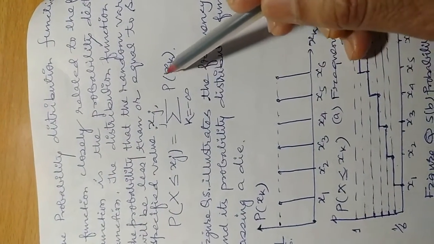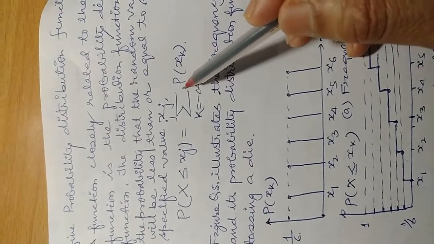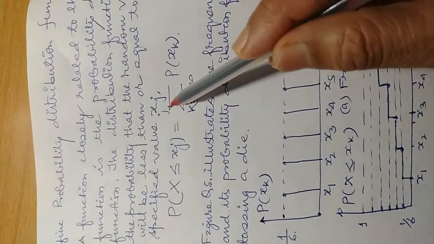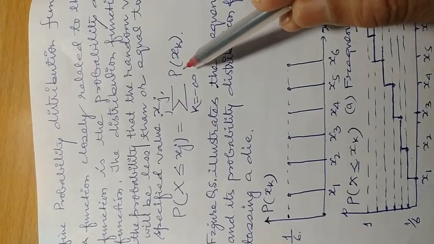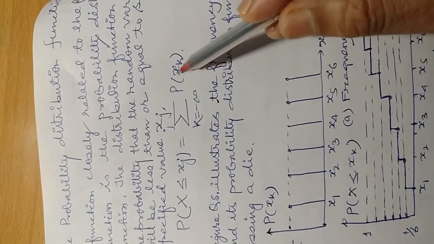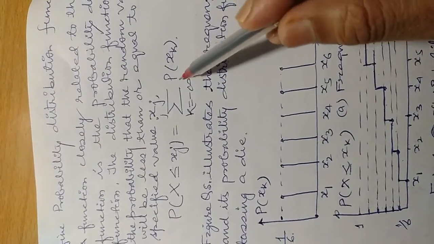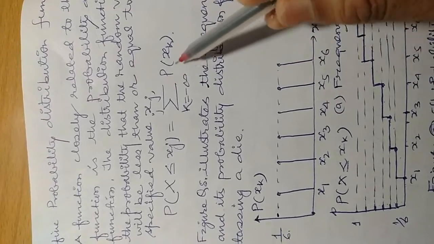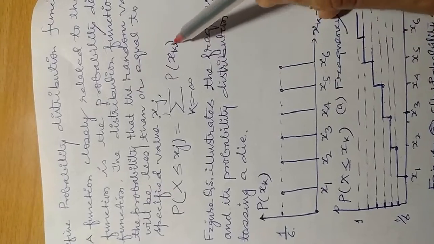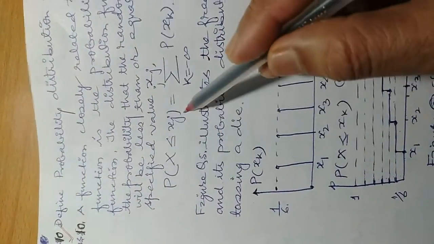and this is equal to the summation of all the frequency functions up to that particular event, that is k from minus infinity to g. So if we say probability of xk, it may be probability of x1, probability of x2, probability of x3, probability of x4, probability of x5, probability of x6. Likewise, the summation of the frequency function yields the probability distribution function.